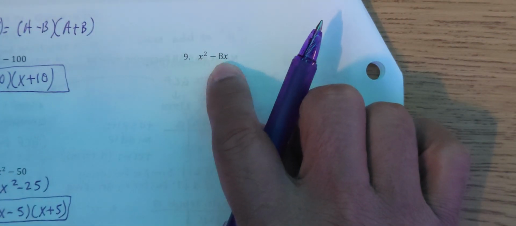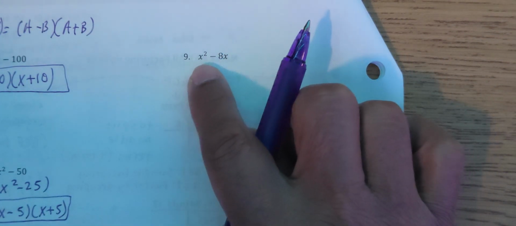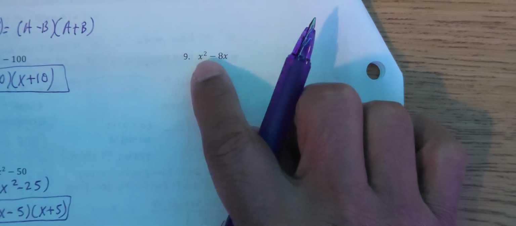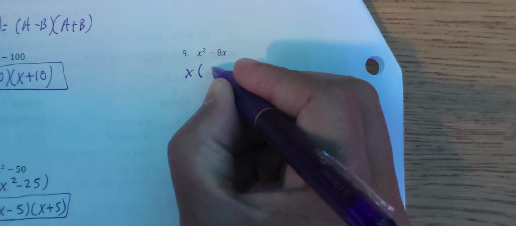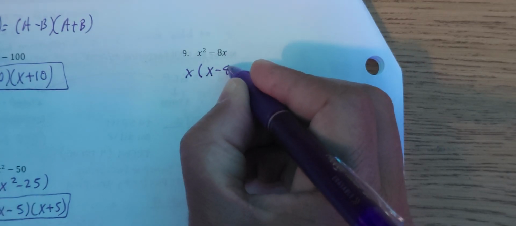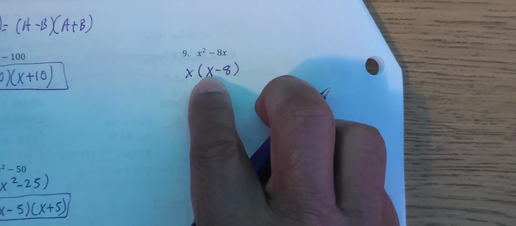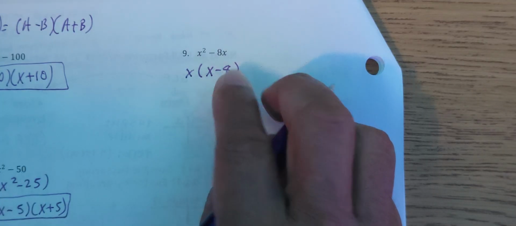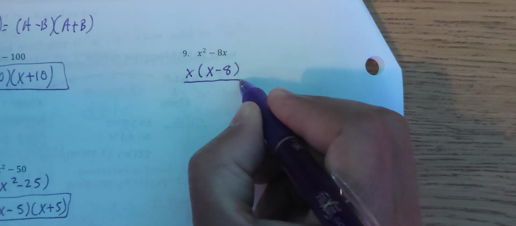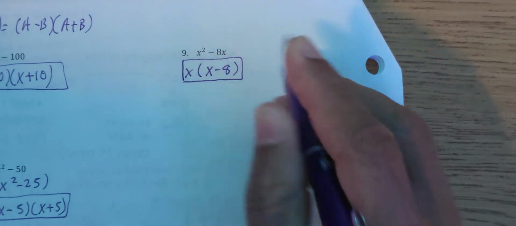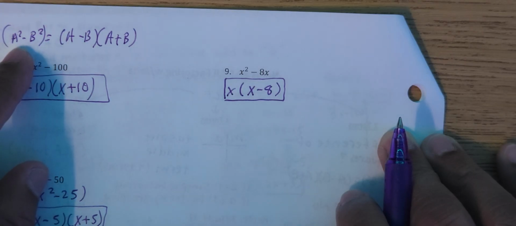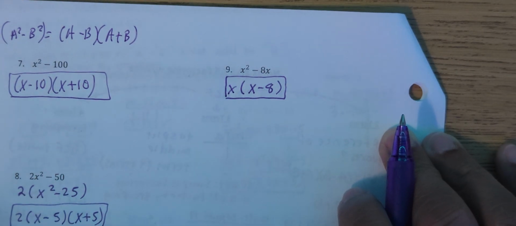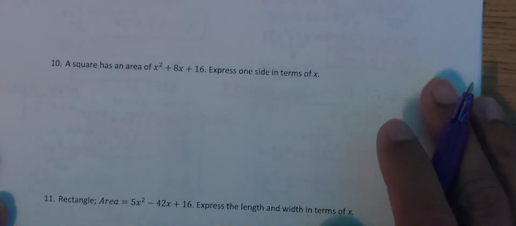All right, number 9. We see x squared minus 8x. What they have in common, there's a GCF here, and the GCF is x itself. So let's factor x as a GCF, and now this becomes x minus 8. Since 8 is not a perfect square, this is just a GCF problem. So again, if you have two terms, keep in mind it could be a difference of squares, in which case we can apply this formula, or we can just do a GCF. All right, so let's go on to number 10.